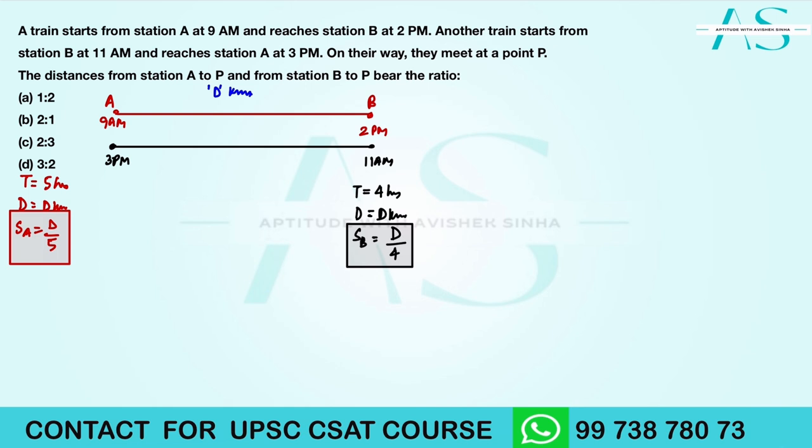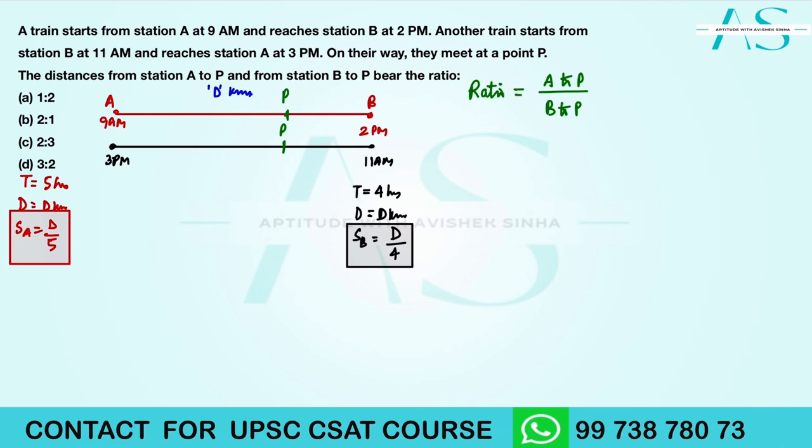Now, on their way, they meet at point P. So somewhere down here would be point P. They meet here. The ratio for the distance of A to P upon the B to P distance is what we are looking at. A to P distance is here, B to P distance is this. So this is the ratio that we are looking for.